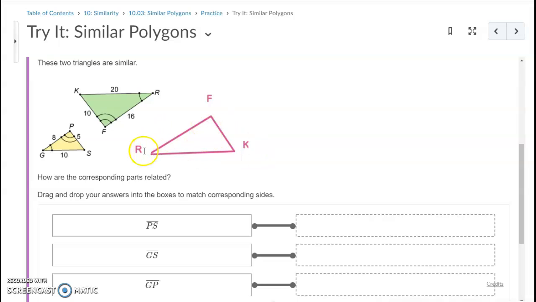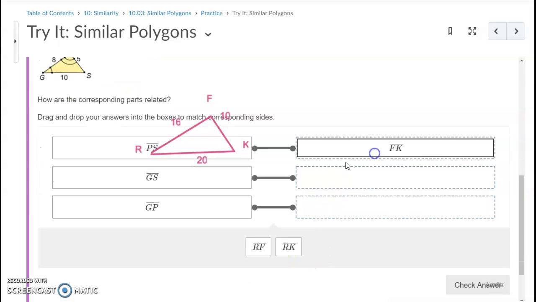And this can help you to label the sides too. So labeling RFK, we're going to have the side 16 rotated completely 180, then the side 10, and then the side 20. It's really helpful to keep things organized and in your head. So it first asks, what is PS corresponding to? And clearly that's this right-hand side here, FK. PS goes with FK.